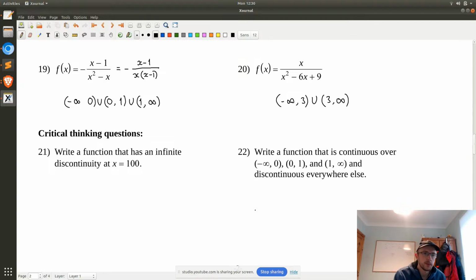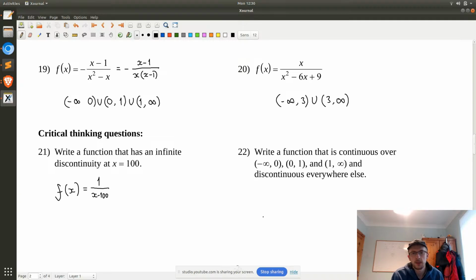Write a function that has an infinite discontinuity at x equals 100. Okay, so we can do the regular hyperbola, but translate it to the right by 100 units. So just do that.